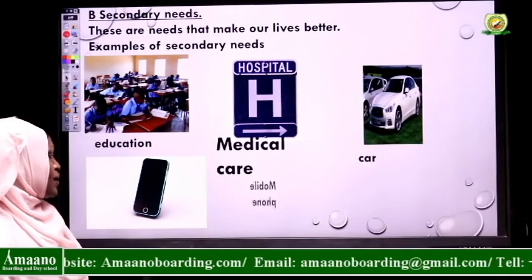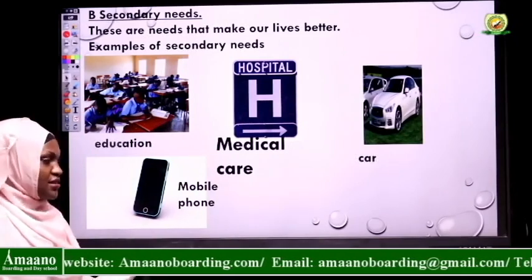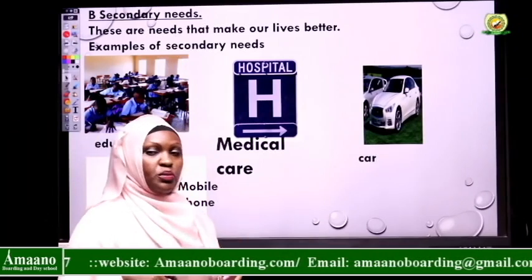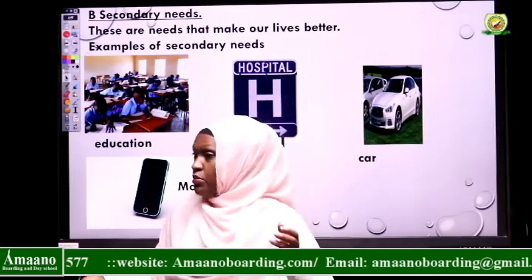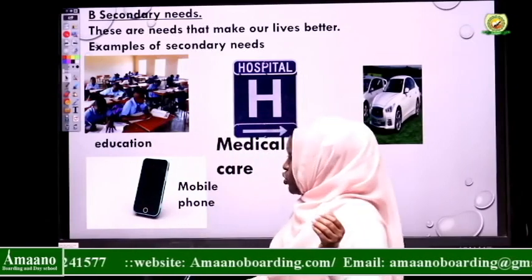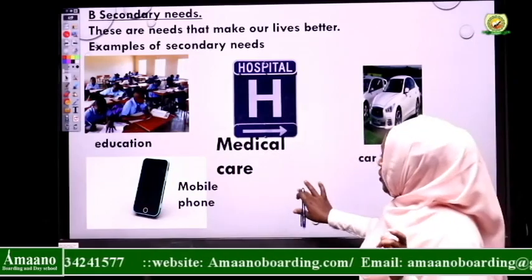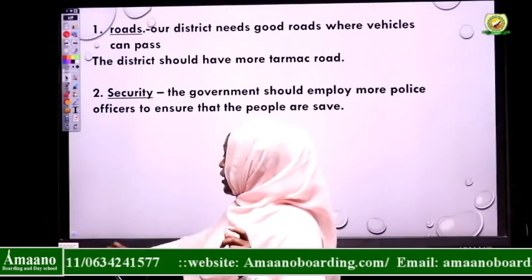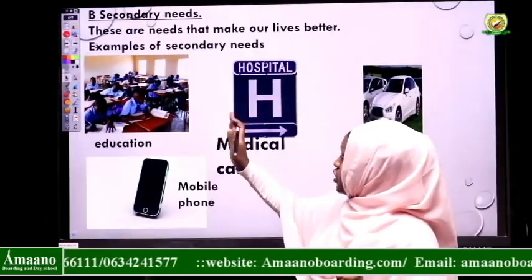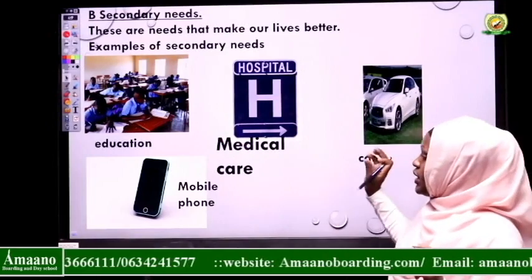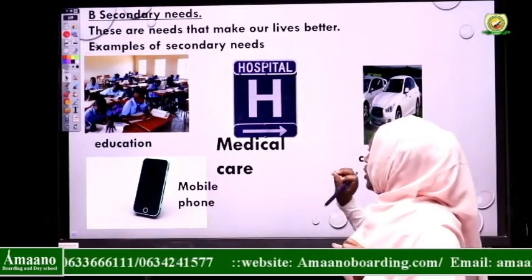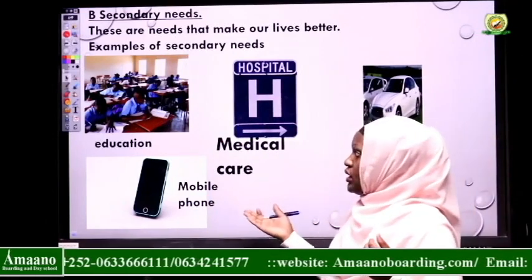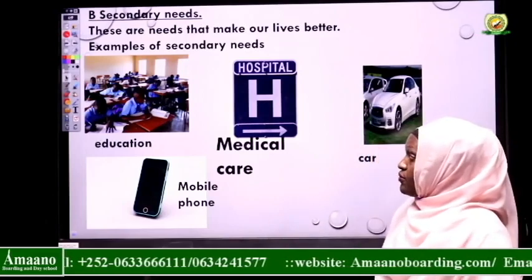Then we need a mobile phone. This is for communication. You need to communicate with your friends, you need to communicate with your family. Maybe they are very far, maybe your father is not around. You need a mobile phone to communicate with him. So these are the things that make our life comfortable. We have talked about education, medical care, the car, the mobile phone. We also need maybe the television for making our life better.